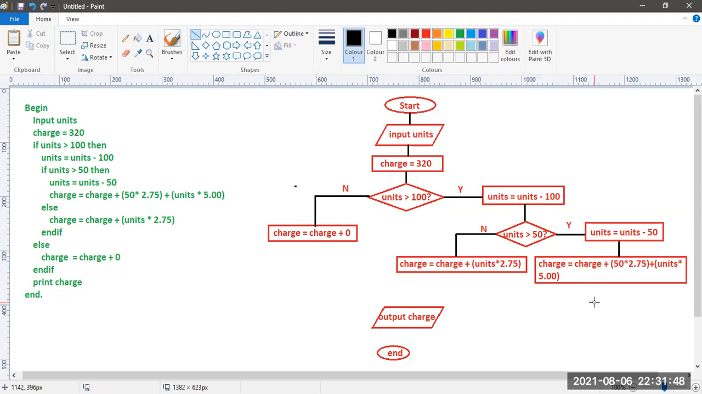Now, in all these three, if you see, I'm calculating the charge, I'm calculating the charge, I'm calculating the charge. So, after calculating the charge, you are going to print it. So, all this will come to my output, which is actually the end if of all the if conditions. That means all the if conditions are meeting together at the next instruction.